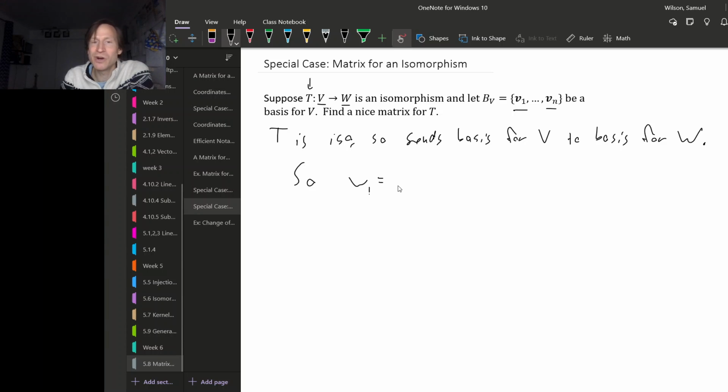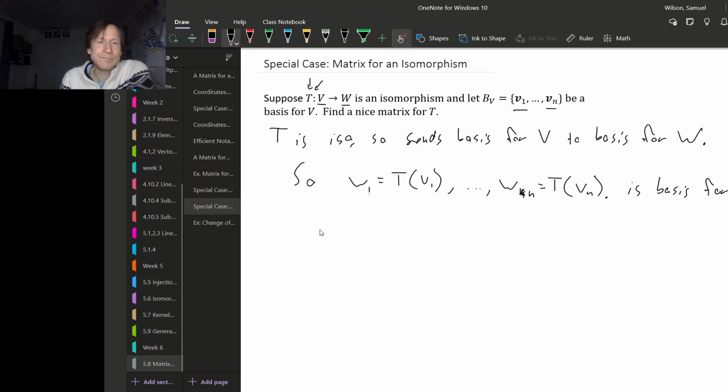Let's say W1 is just the image of V1 under T, and so on up to Wn. Sorry, n is what I called the dimension. Wn is T of Vn. Okay, so this is a basis for W because we're assuming ahead of time that T is an isomorphism.